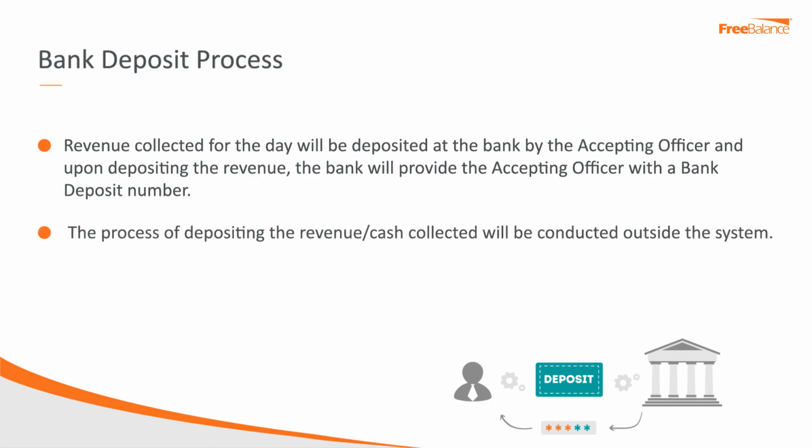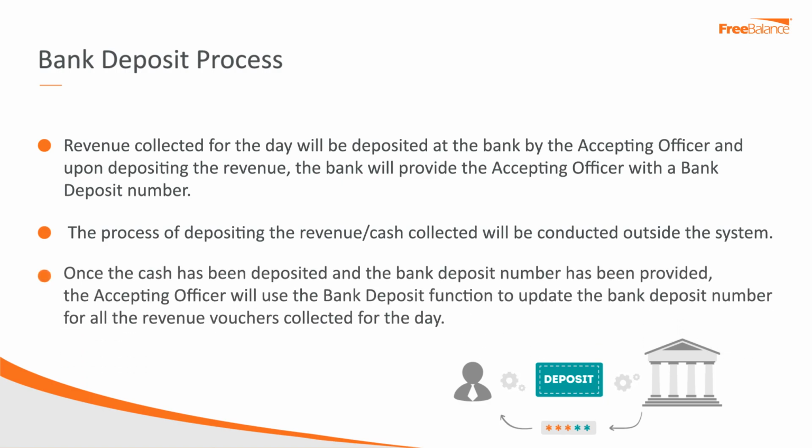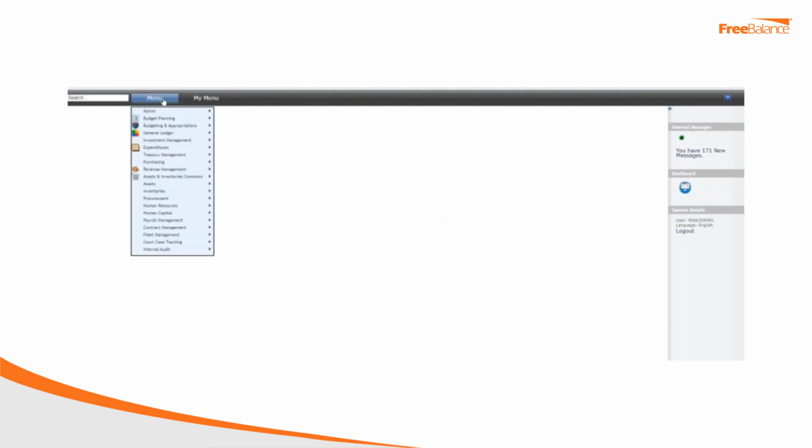The process of depositing the revenue, cash collected, will be conducted outside the system. Once the cash has been deposited, and the bank deposit number has been provided, the accepting officer will use the bank deposit function to update the bank deposit number for all the revenue vouchers collected for the day. Let's take a look at the bank deposits for cash receipts. To navigate to the bank deposit function, go to Menu, Revenue Management, and Bank Deposits.